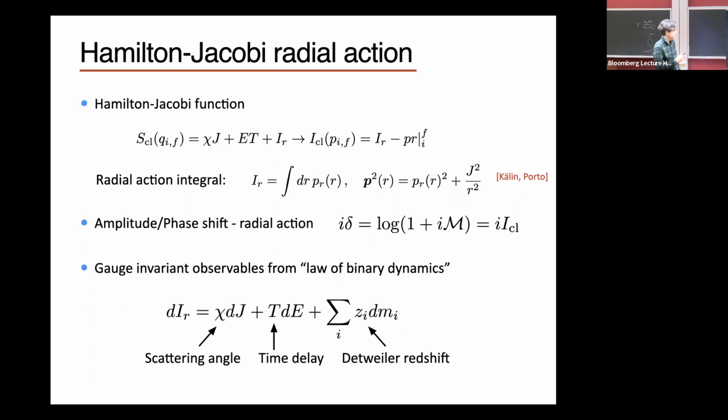So what do I mean when I say that? If you calculate this object, it's really what's called the radial action. It's the integral over the radial momentum along the trajectory. And this thing contains all the observables. If you take derivatives with respect to the angular momentum, you can extract the scattering angle of the event. If you take derivatives with respect to the energy, you can extract the Shapiro time delay.